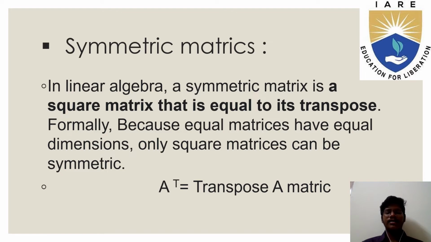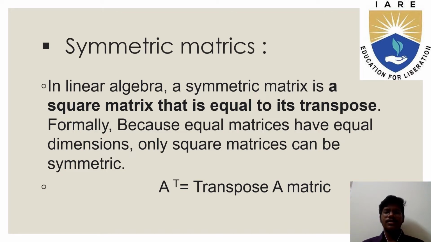Here, the A transpose is where the columns and rows are interchanged. Then that matrix is called the A transpose matrix. Here, let us assume A is some matrix and the transpose of A is A power t. That means the transpose of the A matrix.